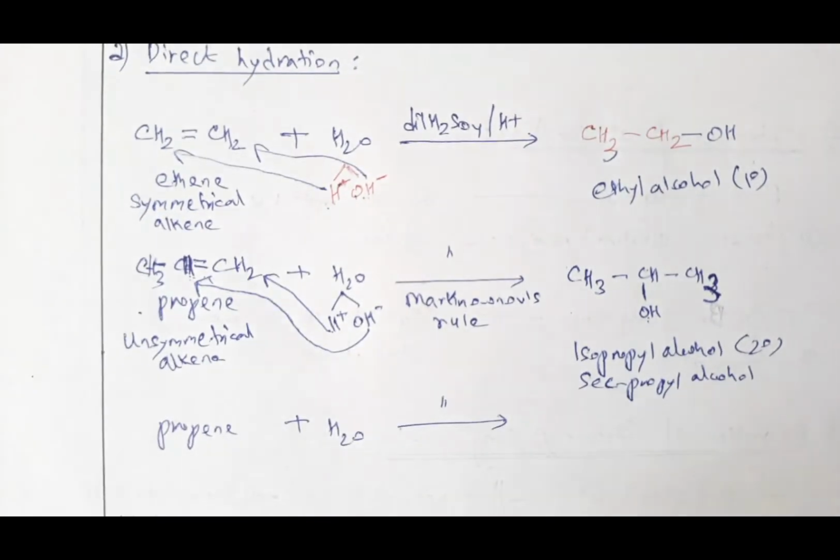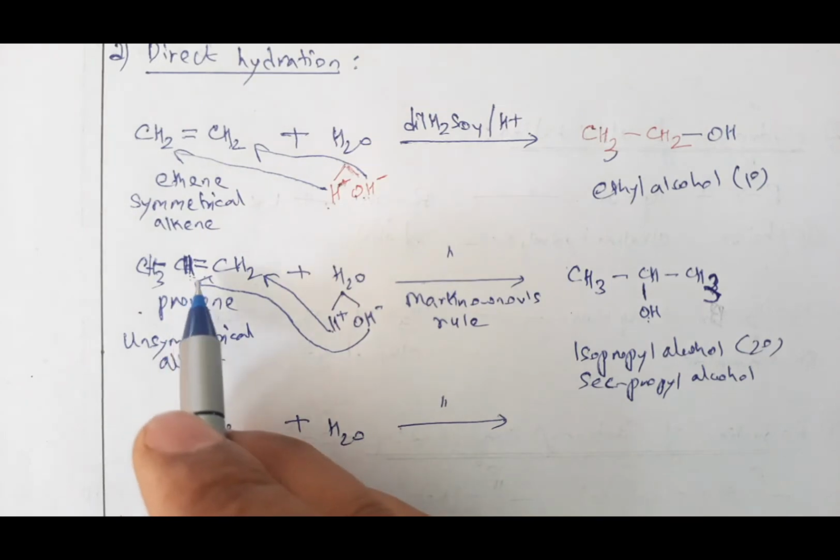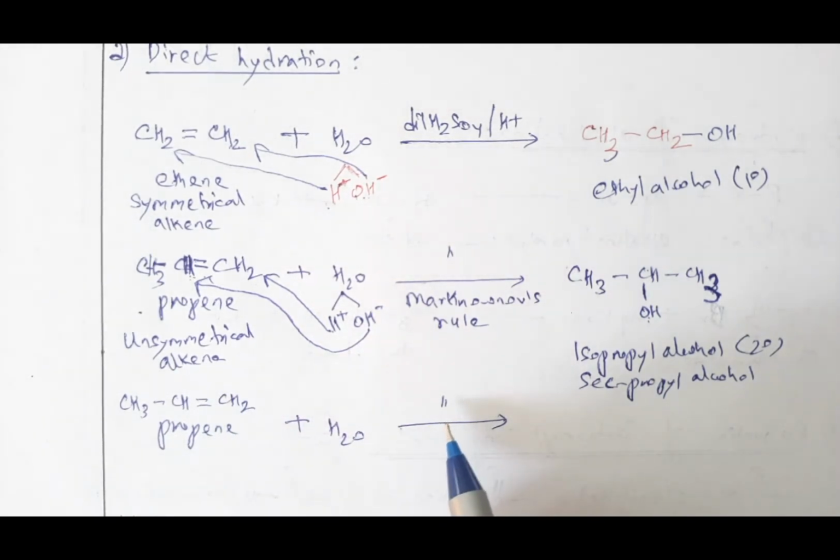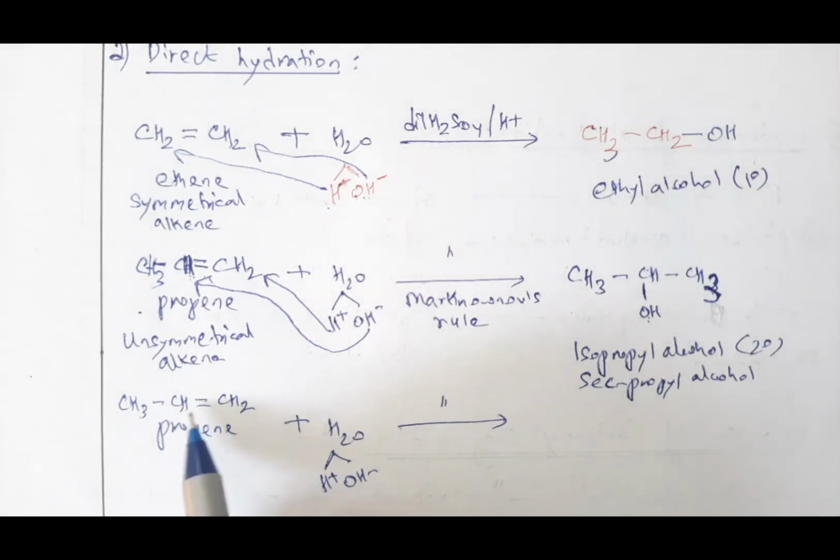Now again, I am taking propene. Since I made you understand the formulas, I am writing here directly the formula of propene. Now again, I am doing hydration, meaning reacting with water in acidic medium. Water can be written as HOH, and as you know, this is an unsymmetrical alkene, because the carbons bonded with the double bond do not have an equal number of hydrogens. It is unsymmetrical.